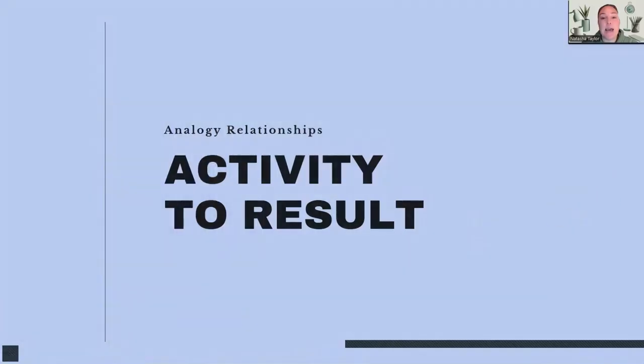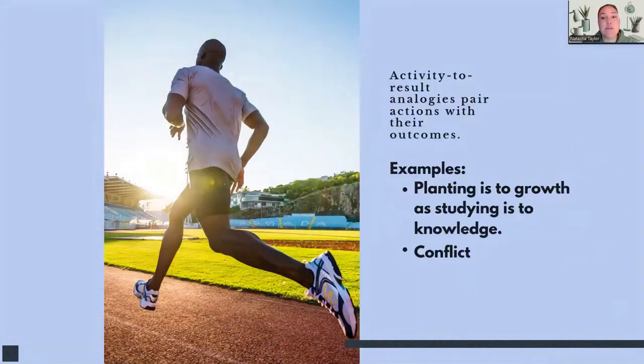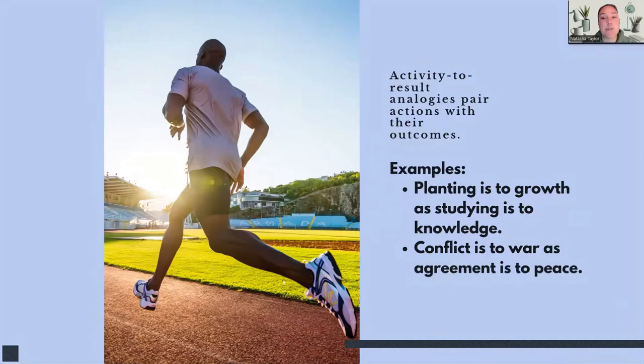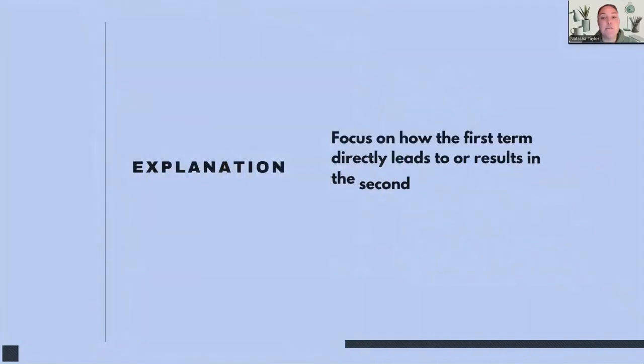Analogy relationships, activity to result. Activity to result analogies pair actions with their outcomes. Examples: planting is to growth as studying is to knowledge. Conflict is to war as agreement is to peace. Explanation: focus on how the first term directly leads to or results in the second term.